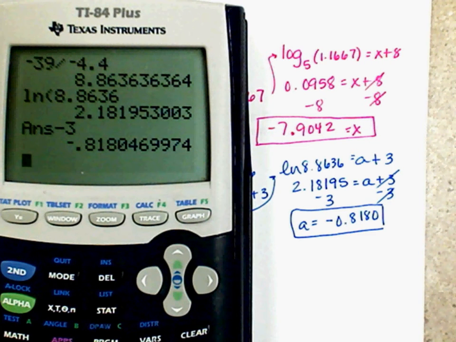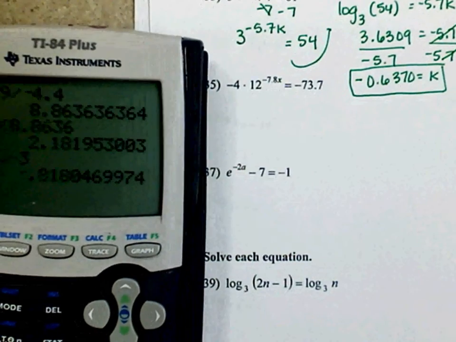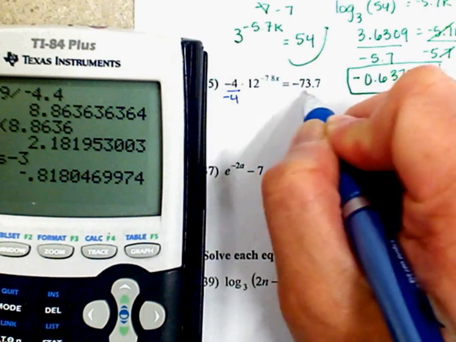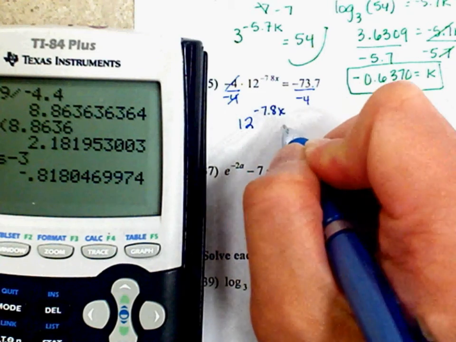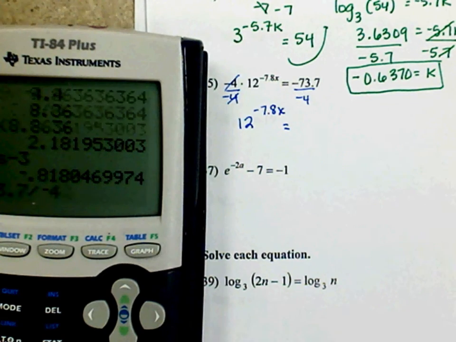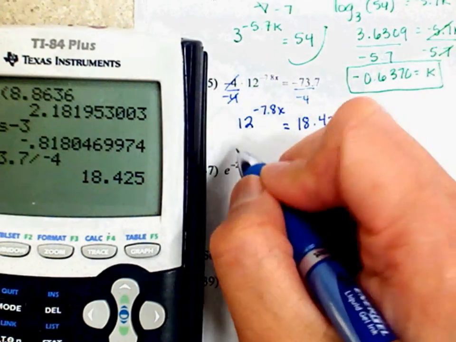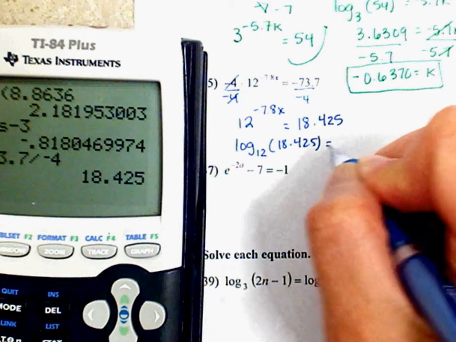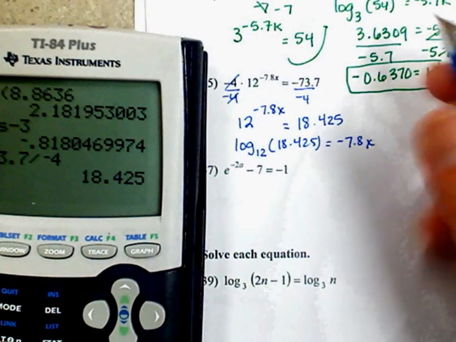All right, let's go to number 35. You guys seeing the process, how we're doing this over and over and over? Okay, I'm going to do it in blue. This is negative 4 times 12, so I'm going to divide by negative 4. So you have 12 raised to the negative 7.8x equal. Okay, so negative 73.7 divided by negative 4 comes out to be 18.425. All right. So log base 12 of 18.425 equals negative 7.8x.